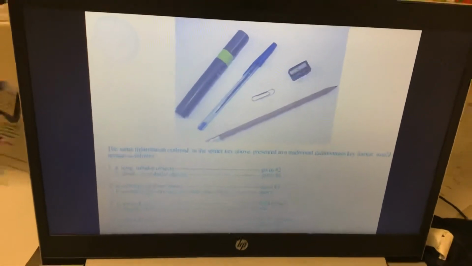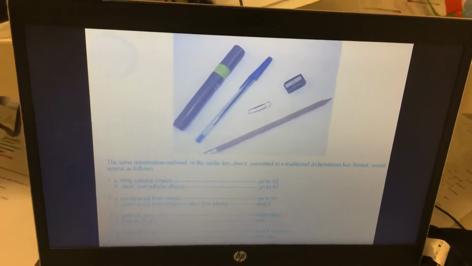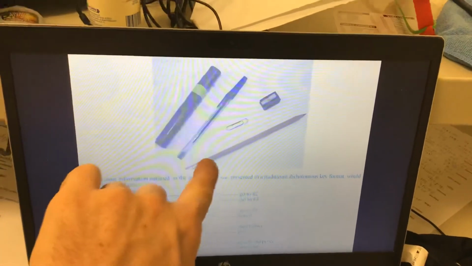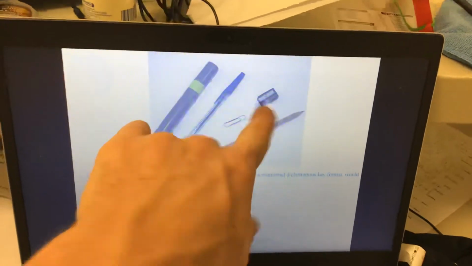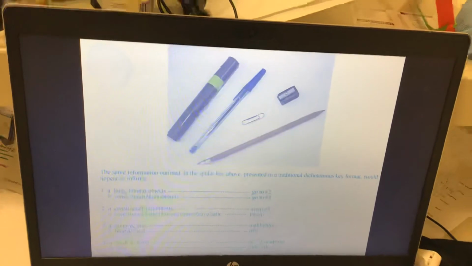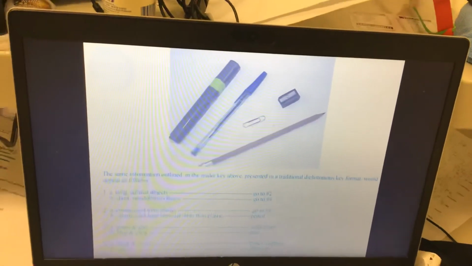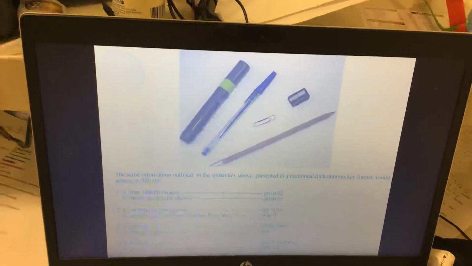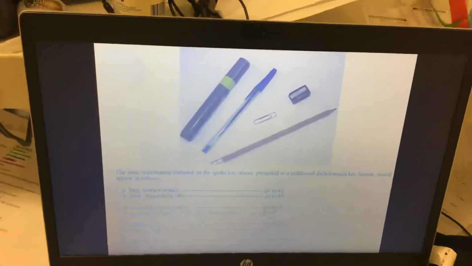Okay, so here's a little example of a dichotomous key. We have a few little supplies there. It looks like a highlighter, a blue pen, a pencil, a paperclip, I guess five things, and a pencil sharpener. Let's pretend that you don't know what any of those things are. You've never seen a highlighter before, a pencil, any of that stuff. We're going to use a dichotomous key to figure out what they are. Let's just randomly pick the blue pen here.